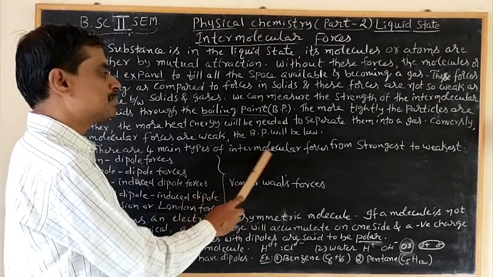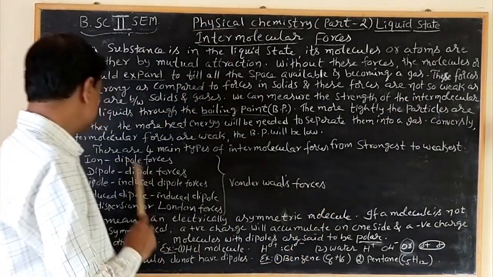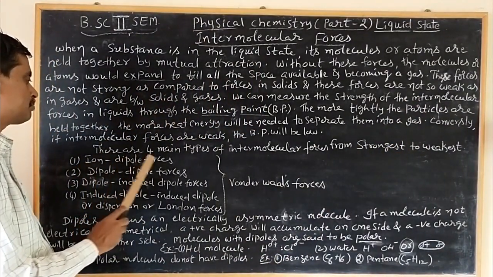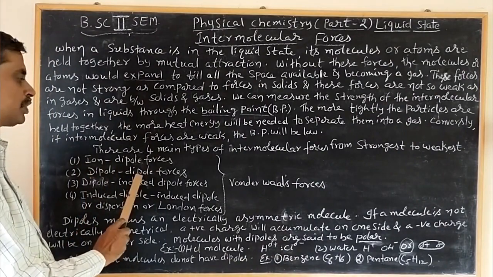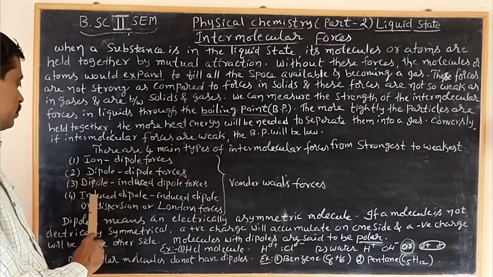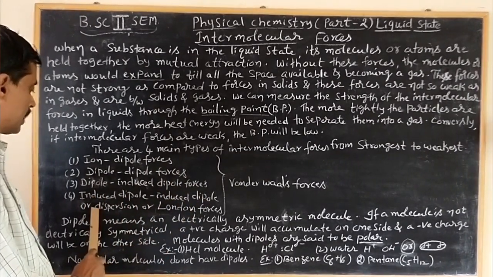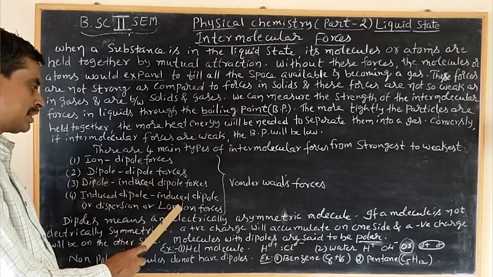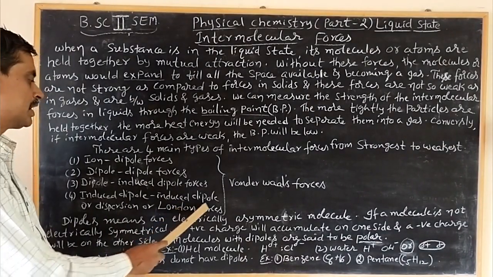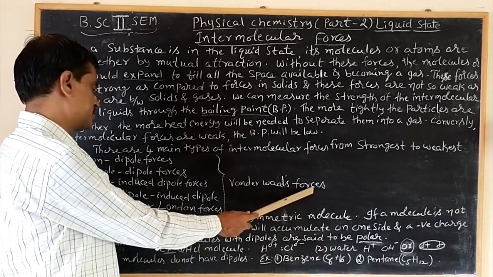There are four main types of intermolecular forces from strongest to weakest. The first one ion-dipole forces, second one dipole-dipole forces, third one dipole-induced dipole forces, lastly fourth one induced dipole, or another name is dispersion, or according to the scientist's name, London forces. And all these four are nothing but van der Waals forces.